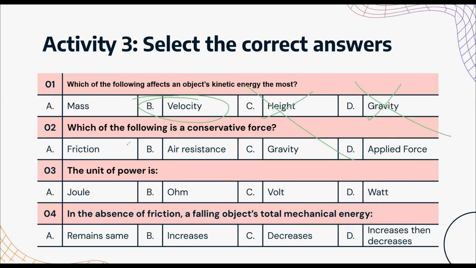Okay, which of the following is a conservative force? Remember, conservative forces don't take energy out of the system. Friction takes energy out of the system, so it can't be this one. Air resistance takes energy out because it's turning kinetic energy into heat energy, which is taking energy out of the system. Applied forces are never conservative forces. You just kind of have to know that. So it's gravity.